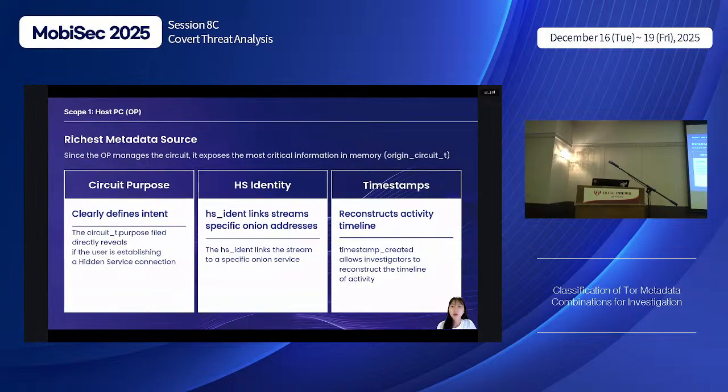A host PC belongs to the OP side, making it the most informative vantage point. Internal circuit and stream states, cell-level information, and circuit purpose are directly observable. Additionally, the edge connection type and hidden service identifier allow us to distinguish whether the node was handling hidden service traffic, either as operator or client. Channel timestamps can further reconstruct the communication timeline.